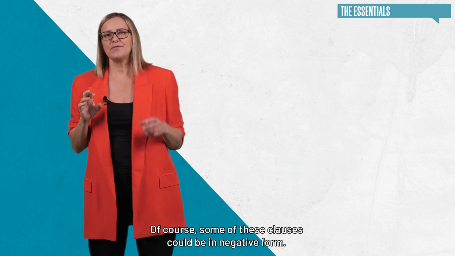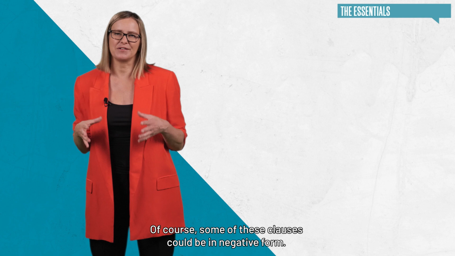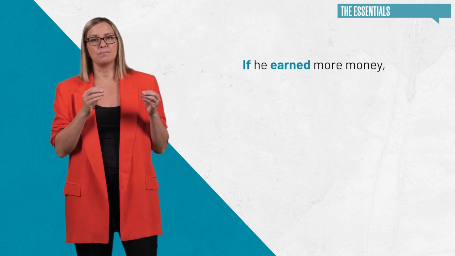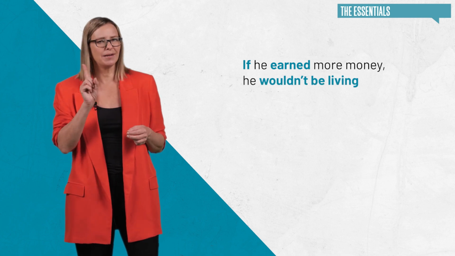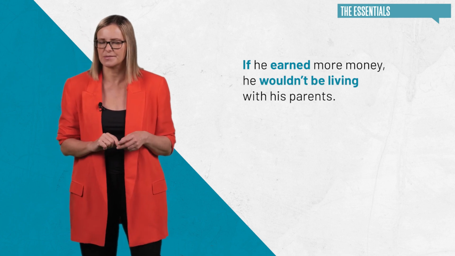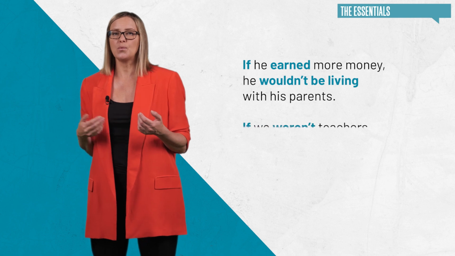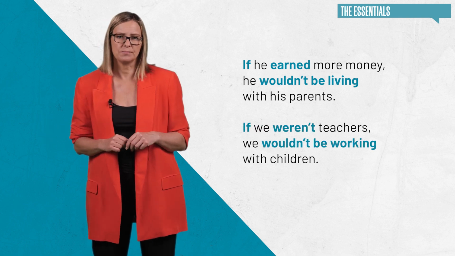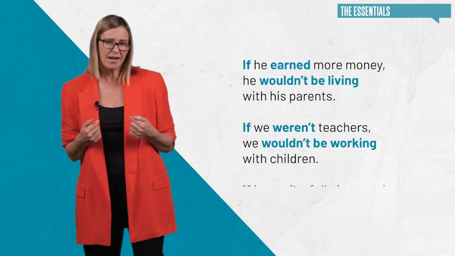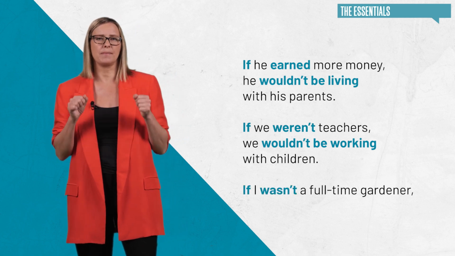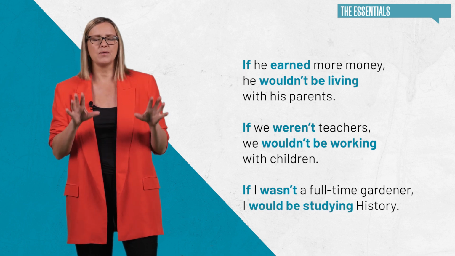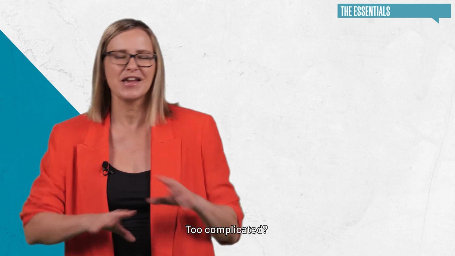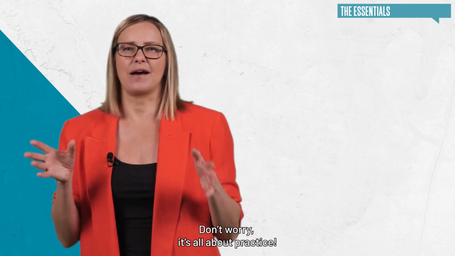Of course, some of these clauses could be in negative form. For example, if he earned more money, he wouldn't be living with his parents. If we weren't teachers, we wouldn't be working with children. If I wasn't a full-time gardener, I would be studying history. Too complicated? Don't worry, it's all about practice.